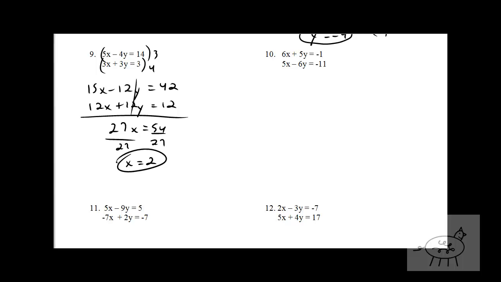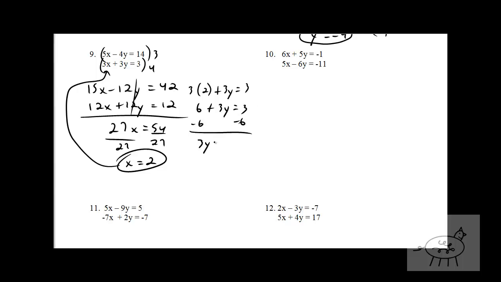Okay, and then I'm going to plug it into the bottom one here. So 3 times 2 plus 3y equals 3. So 6 plus 3y equals 3. Subtract 6. 3y equals negative 3. Divide by 3. Y equals negative 1. Alright, there we go. 2, negative 1.